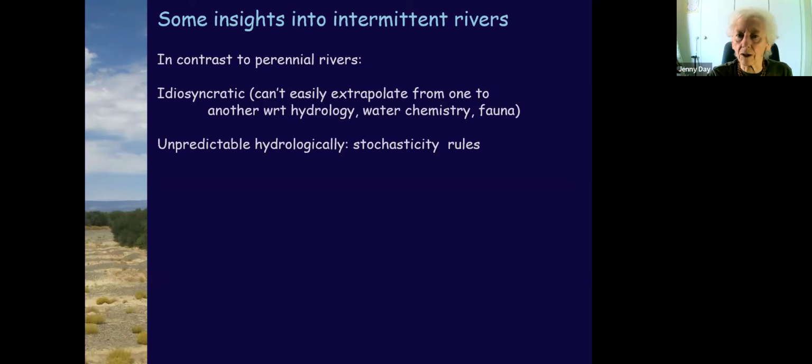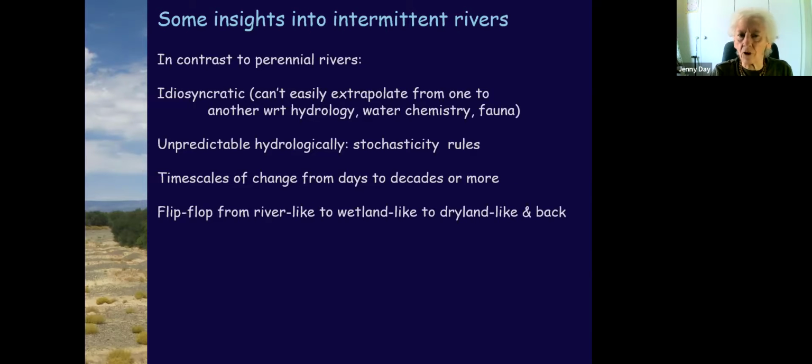They're also unpredictable hydrologically, so basically stochasticity rules. The timescales of change vary from days to decades. So again, it's very difficult to predict and to see exactly what's going on. They flip-flop from being river-like during the times when the river is running, to wetland-like when there's some water but not very much, to dry land-like for much of the time, and then back to river-like again.